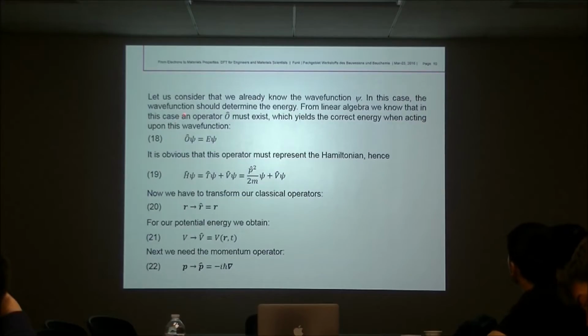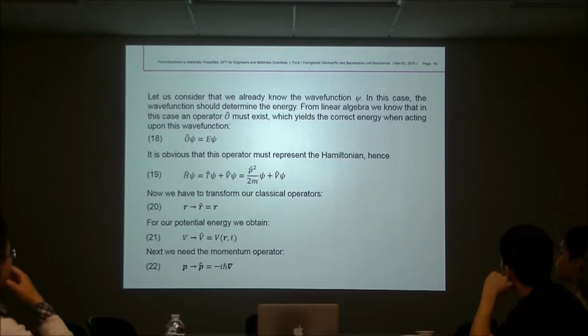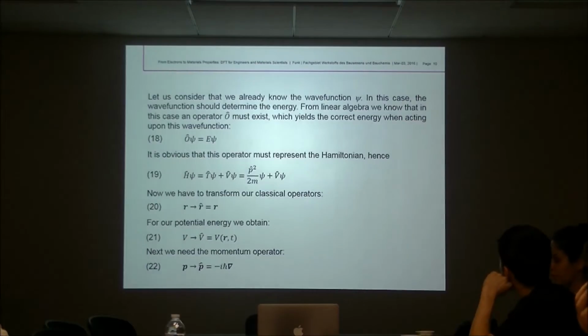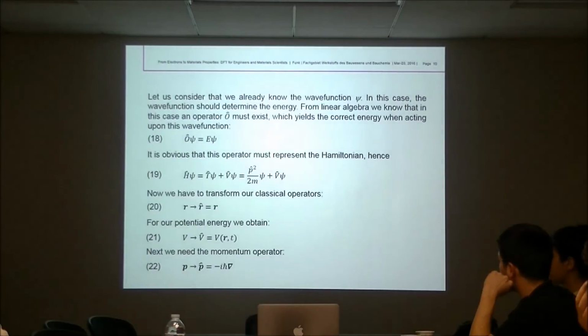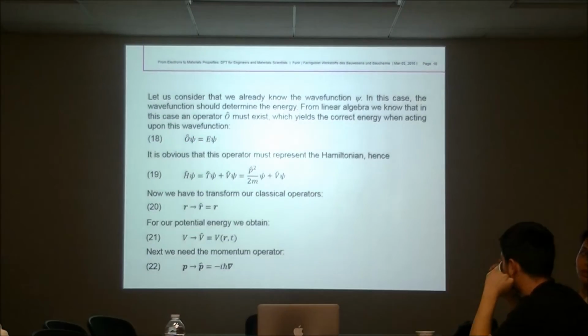What we know is that the wave function should determine the energy. The wave has a wavelength connected to a frequency, to the energy. So we know that if we precisely describe our wave, we also have a precise description of the energy. It should be linked. And from linear algebra we know that in this case you must find an operator which yields the correct energy when acting upon this wave function. So the operator acting upon the wave function must yield the energy times the wave function.